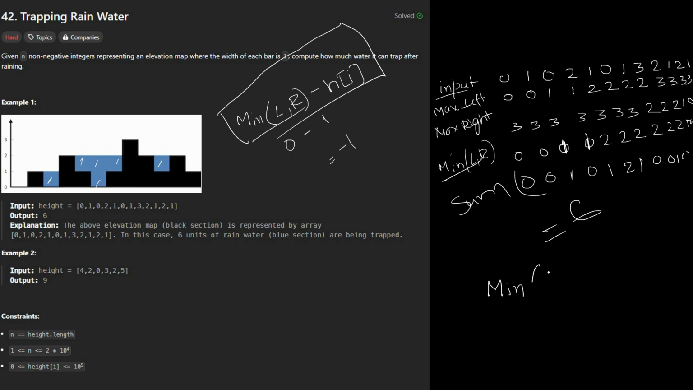Minimum of L comma R, where L means the left values, whichever values are present, and R the right, till that index, minus the height of that index. So this would be the exact formula that you're going to require.